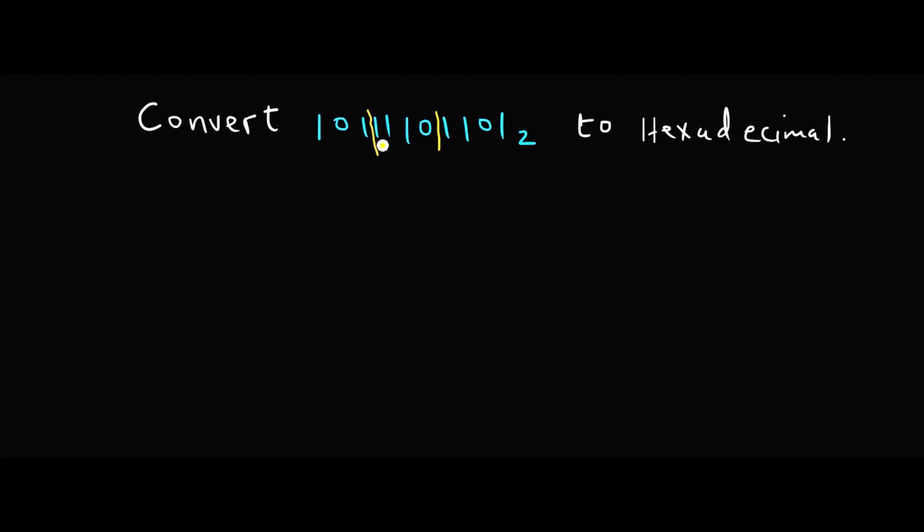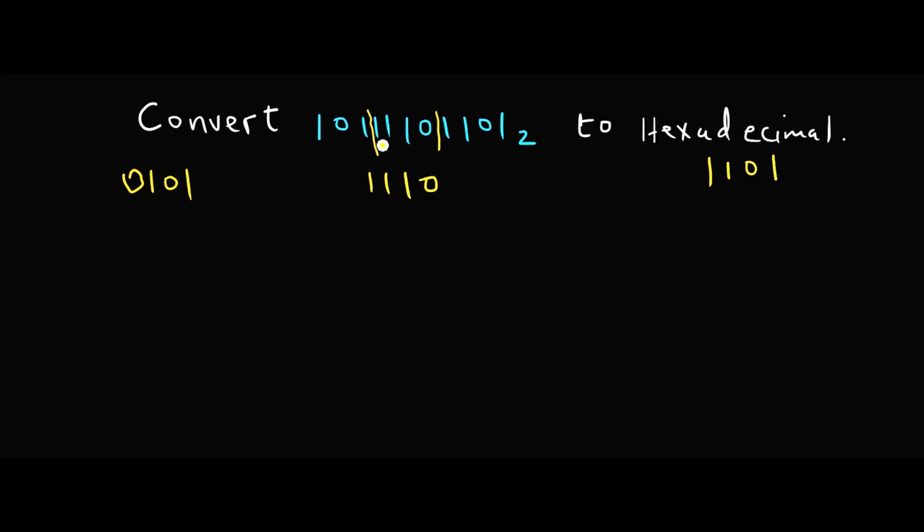So the first group is composed of 1, 1, 0, 1. The second group is 1, 1, 1, 0. And then the last group is 1, 0, 1. But this is only 3 bits, so we top it up with an insignificant 0. The next thing would be to convert each group to decimal.